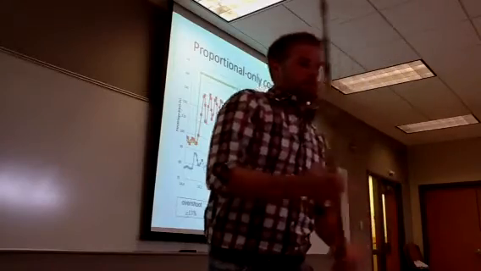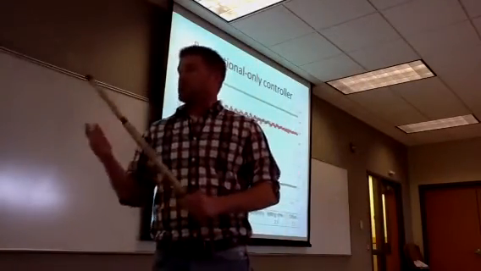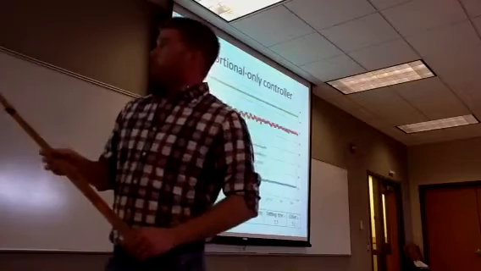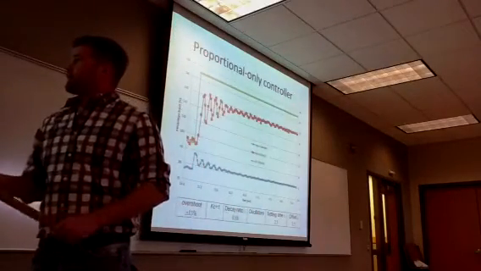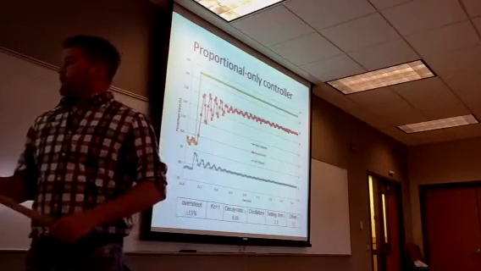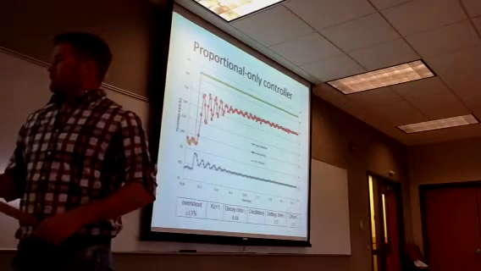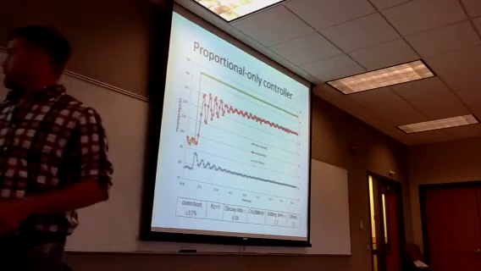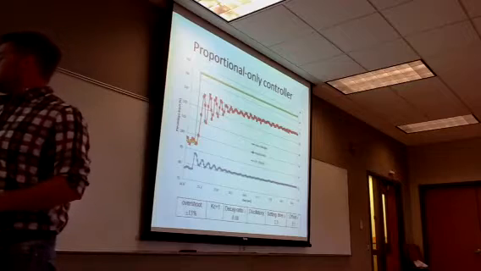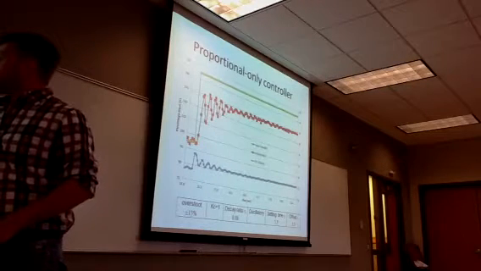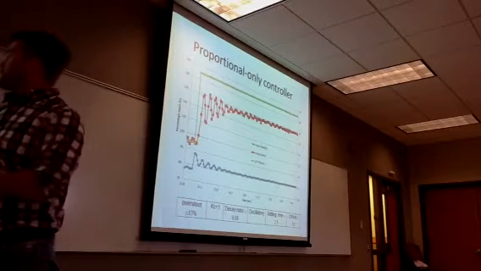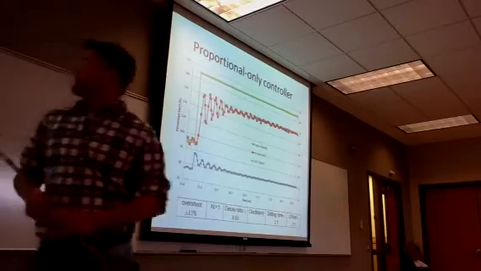This is one of the experiments that we got for proportional only, and this is Kc equal to 1. You can see that it settles out at about 2.5 seconds, and the offset is about 3.5.